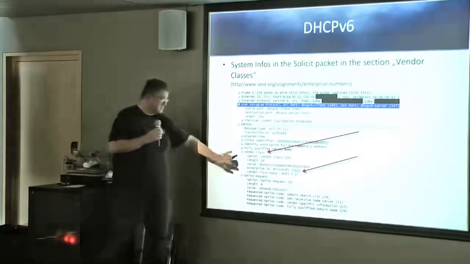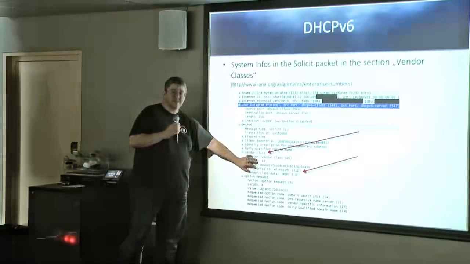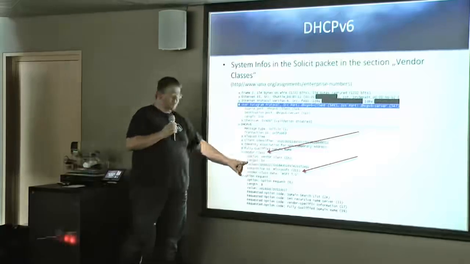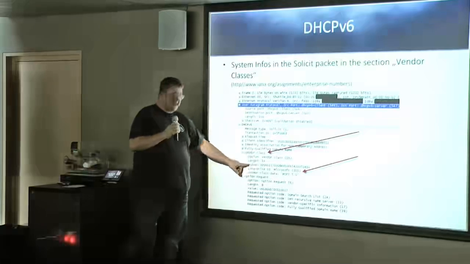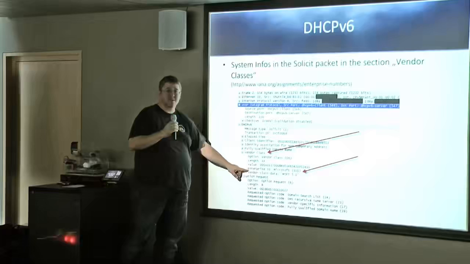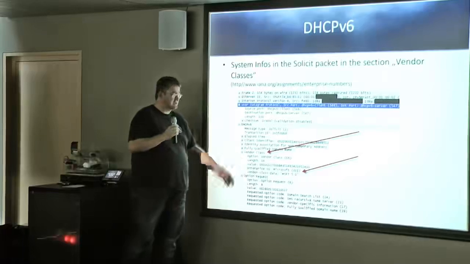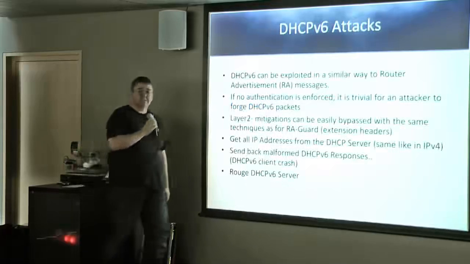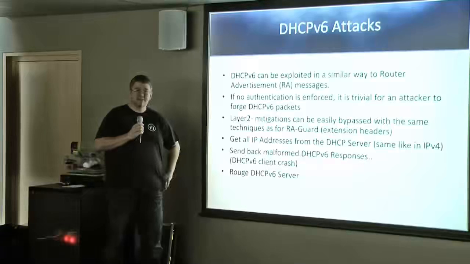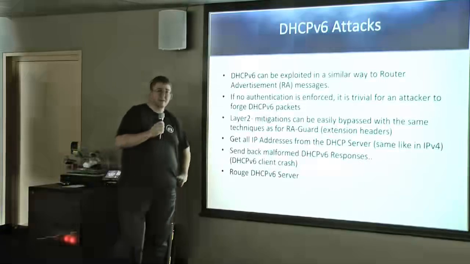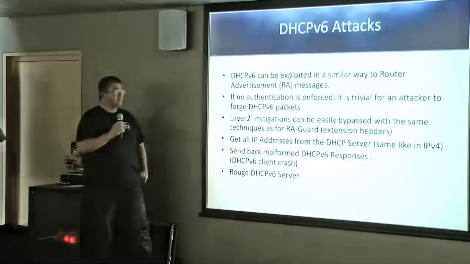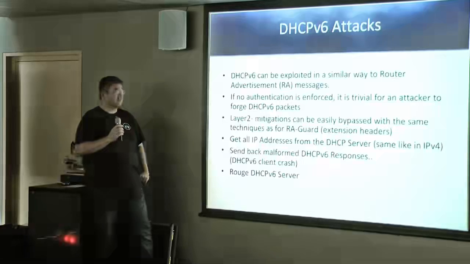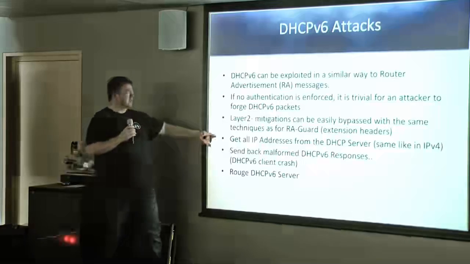There are other vendors that also send out information. Linux and BSD do not send out any information, but you can configure the client to send out information; it's just not enabled by default like in Windows. Then with DHCPv6, you have the same problem. You can run a DHCPv6 server, and if the device has IPv6 enabled, there are some benefits for us, if you like to do strange things.